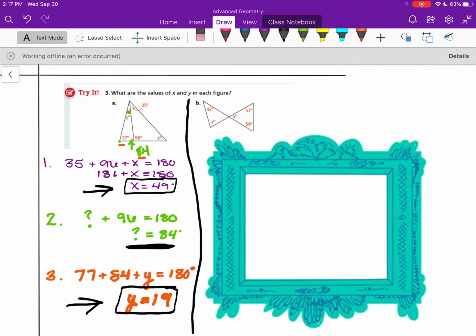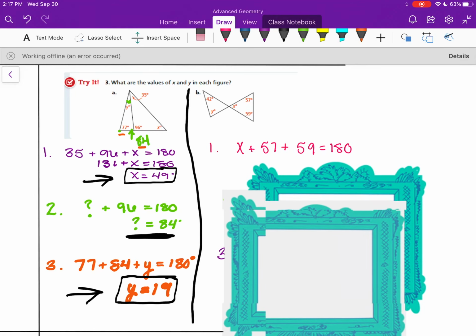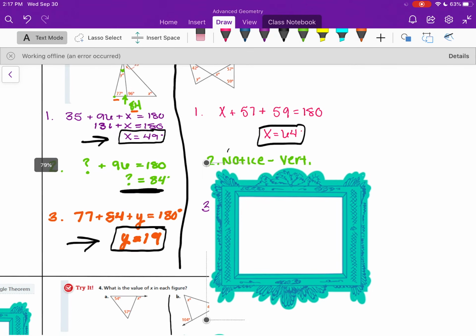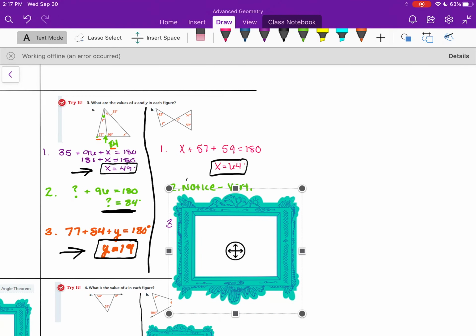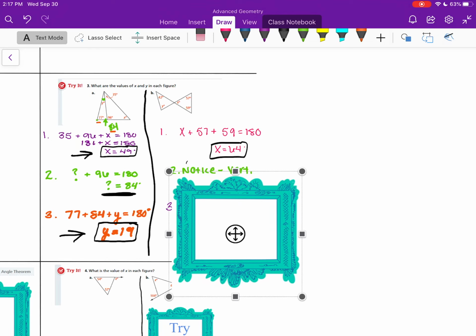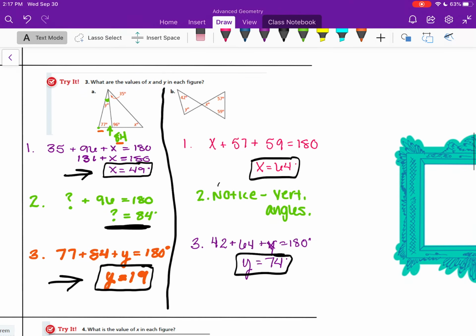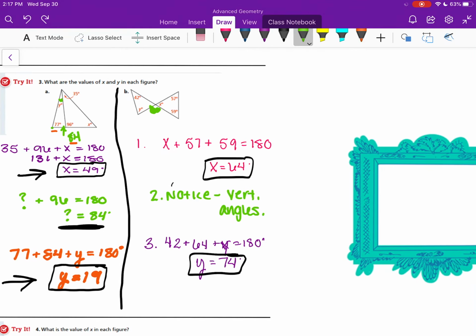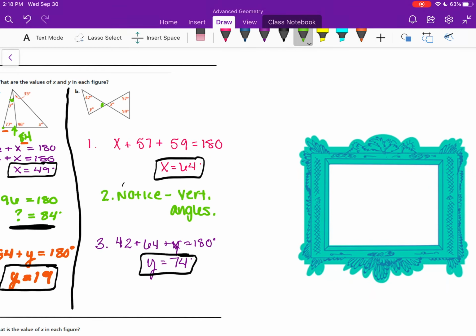All right, you tried it. What did we notice? Did we find that x equals 64? Awesome, because we added up those 3 angles in the second triangle. And then here we had to notice that we had a pair of vertical angles. These were vertical angles. And that meant that this unmarked angle here was also 64 degrees, that then we could use to find y is 74.